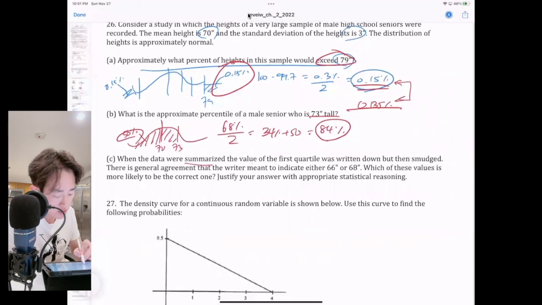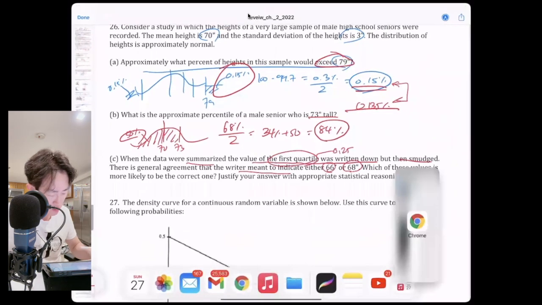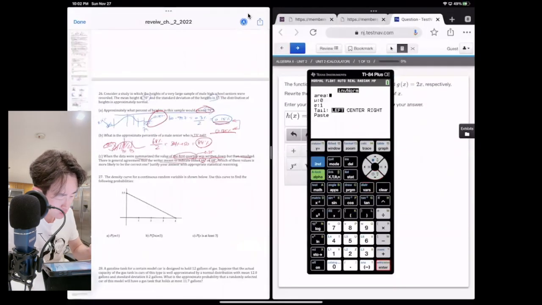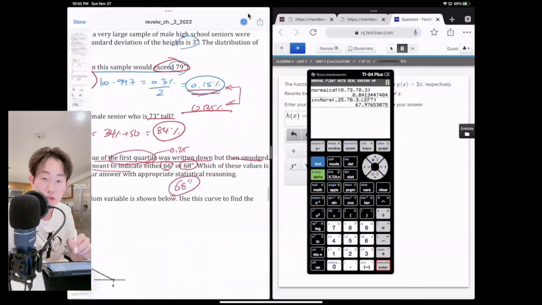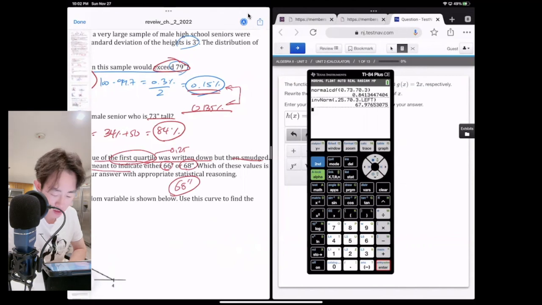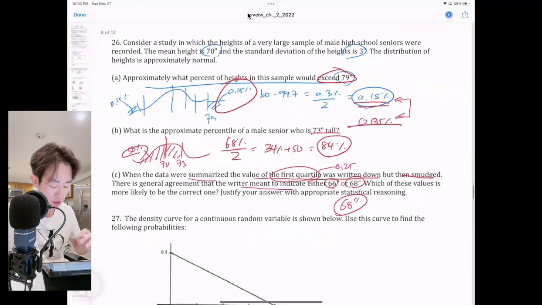When the data were summarized, the value of the first quartile was written down, but then smudged. There's a general agreement that the writer meant to indicate 66 or 68. So the first quartile means 0.25. So let's use our calculator here. So inverse norm, 0.25, with the mean of 70 and a standard deviation of 3. So we're looking at 68 inches, and therefore that should be the first quartile of the description of the question that's provided for us here.